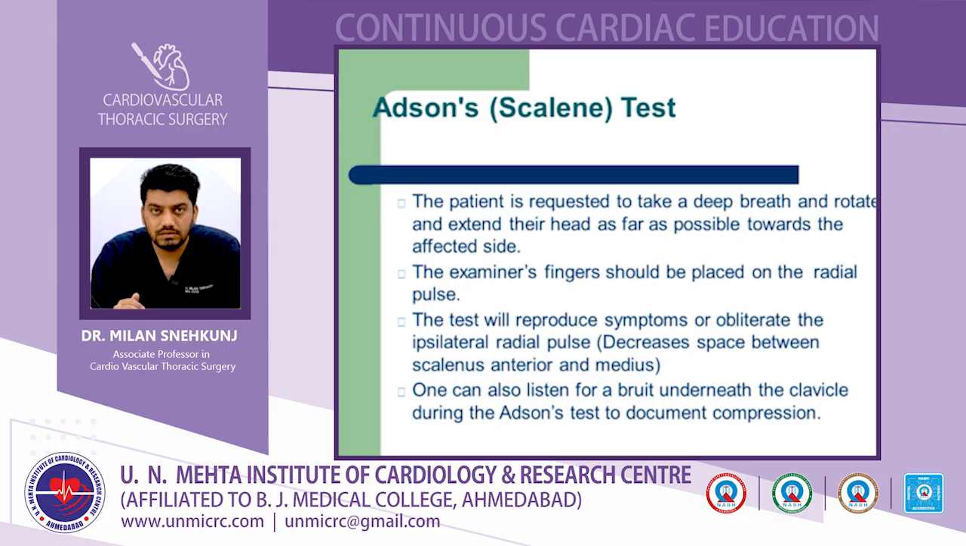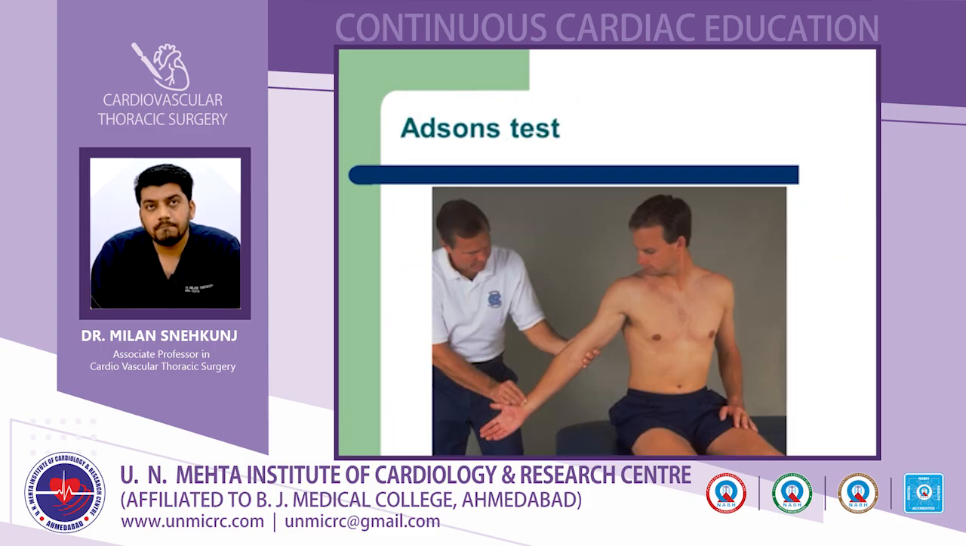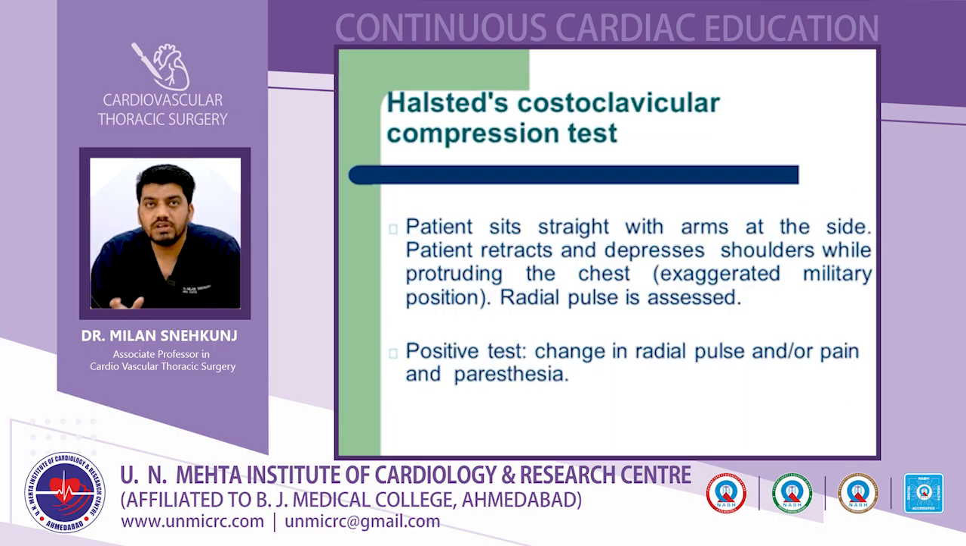This test will reproduce symptoms and obliterate the ipsilateral radial pulse because it decreases the space between the scalenus anterior muscle and medius muscle. It is known as the scalene test. One can also listen for a bruit underneath the clavicle to document compression. Halstead costoclavicular test: the patient is requested to sit straight in the exaggerated military position and the radial pulse is assessed. The test is called positive when there is a change in the radial pulse or there is pain or paresthesia.